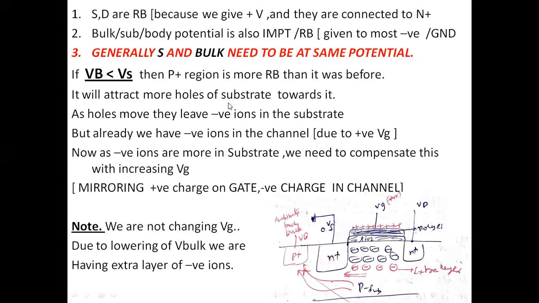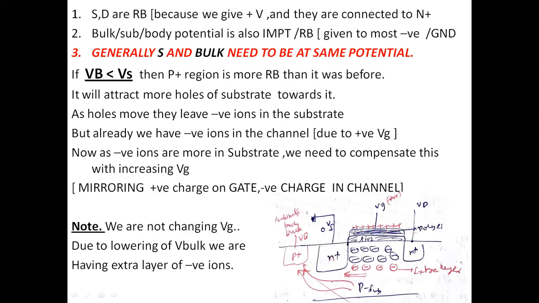So this particular statement is being shown using these arrow marks. As this bulk voltage, or this P plus region, is connected, I mean it has been made less than the source voltage, because of this, whatever holes were there in the P plus substrate will be attracted towards the P plus region. As these holes move, they will leave negative ions in the substrate. So as we have the displacement of holes from this part of the device to the bulk, or P plus well, we have the creation of negative ions in the substrate.